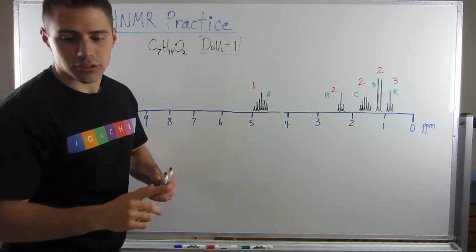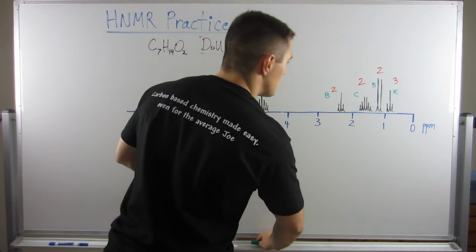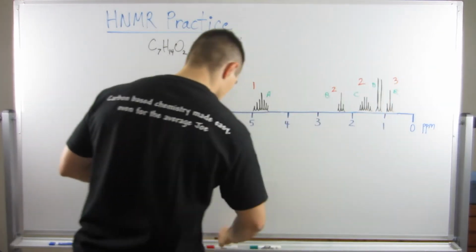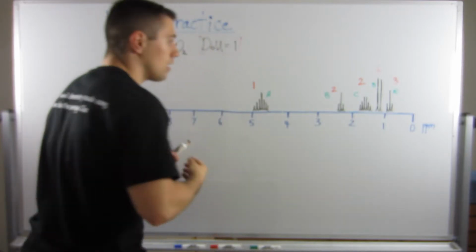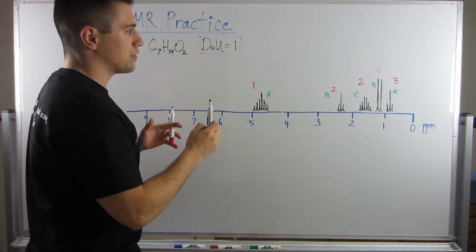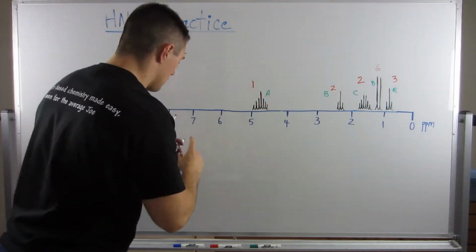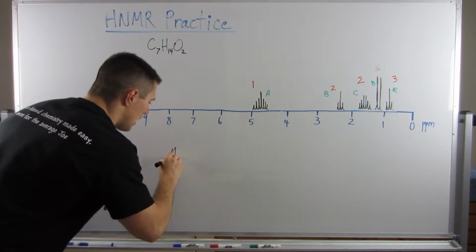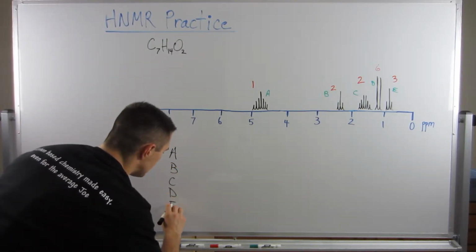Oh, hold on, I actually made a mistake. Sorry, just realized this. Now this is a 6. There we go, okay, cool. Just realized I picked up the bad red marker for that. Anyways, so this is what we have going on here. So we've assigned our peaks, and let's just go ahead and build it. A, B, C, D, and E.